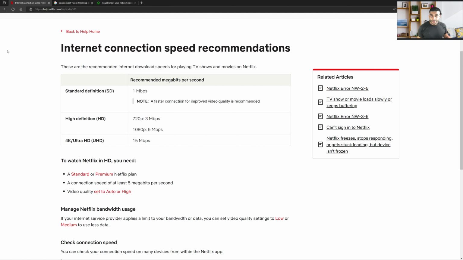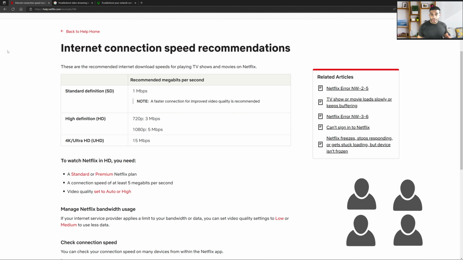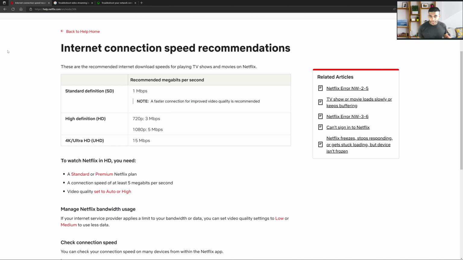So let's do a quick example. Let's say in our case we have 4 people in our home, and all of us are watching a 4K stream at one time. With a little bit of math, we can see that we need a total of 60 megabits per second in order for all 4 of us to watch a 4K stream at the same time. And might I add, that's just peak performance, meaning you're not going to see 15 megabits per second the entire time. Really, you might see something less than that.